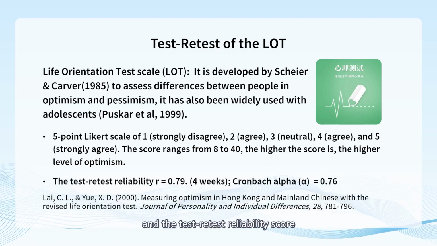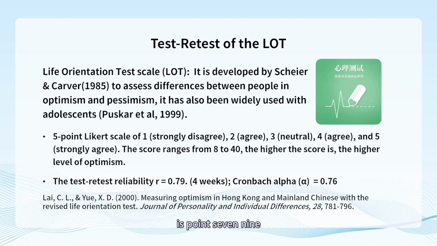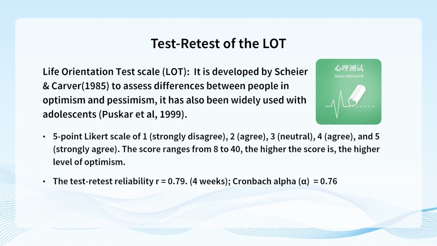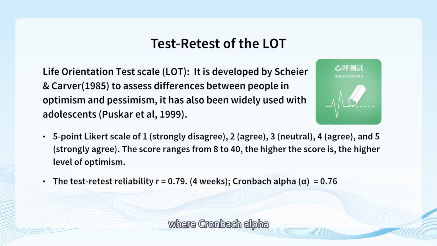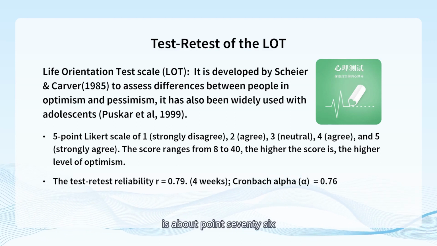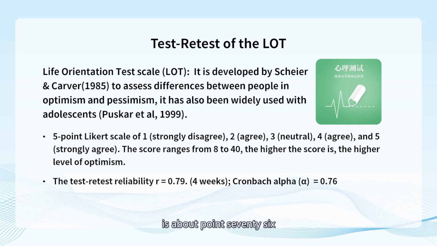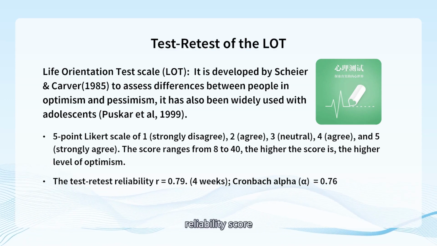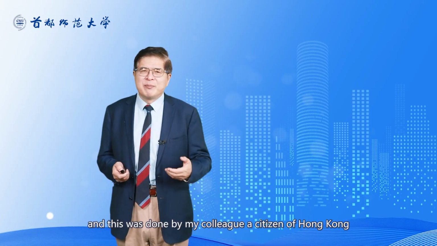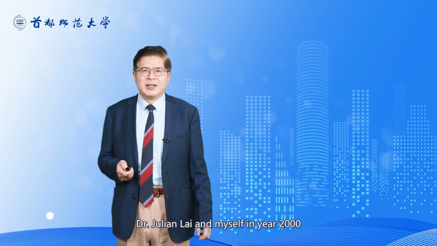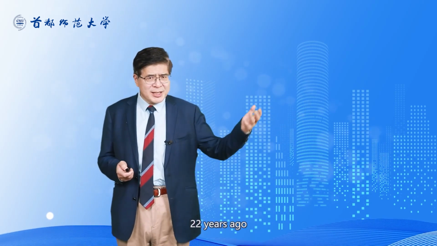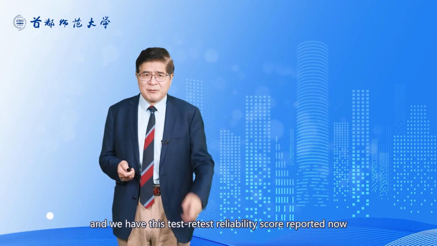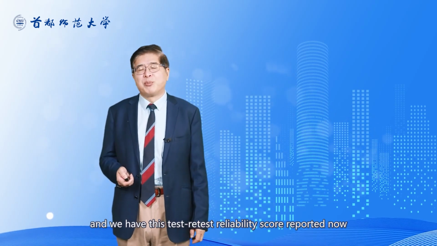And the test-retest reliability score is 0.79, which is 4 weeks later. Whereas Cronbach's alpha is about 0.876. Cronbach's alpha is about the same as the reliability score. And this was done by my colleague at City University of Hong Kong, Dr. Julian Lai, and myself in the year 2000, 22 years ago. And we have this test-retest reliability score reported.